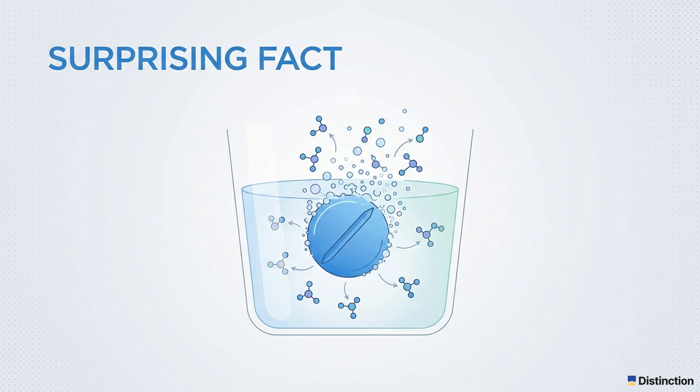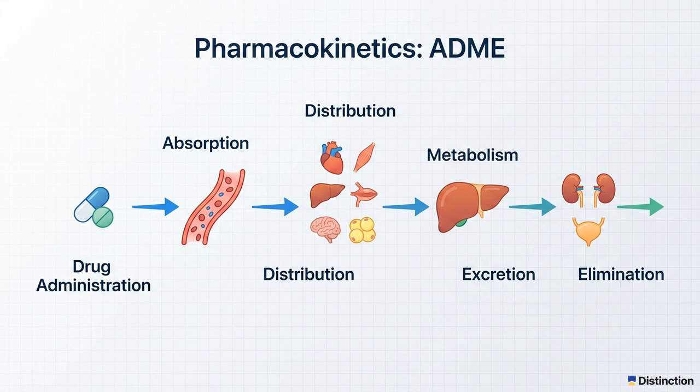Let's start with a surprising fact. Did you know that the way a drug works in your body can be influenced by everything from your diet to your genes? Today, we're diving into the basic principles of drug action to understand how medications interact with our bodies. First up, let's talk about pharmacokinetics.